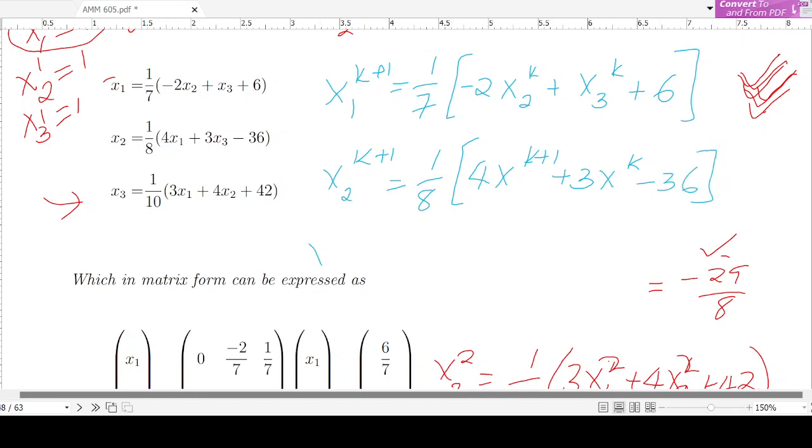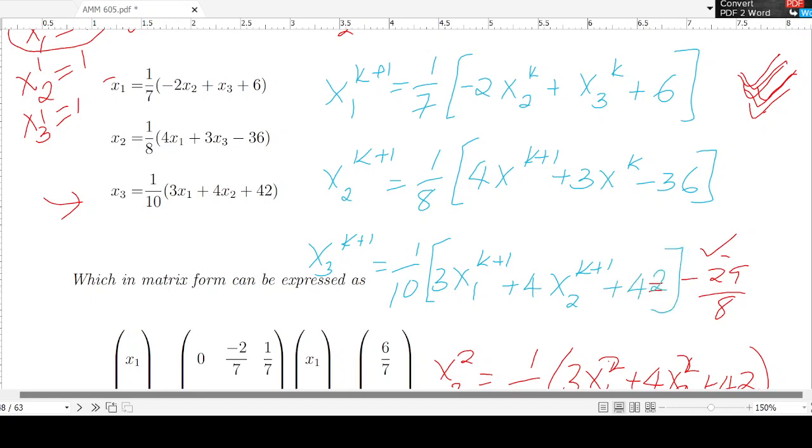When we come to the third equation, we are computing x3 k plus 1, which will be equals to 1 over 10. Now x1 we have the updated value from the first equation, so we write 3x1 k plus 1 plus 4. x2 we also have the updated value from the second equation, so we shall use it. x2 k plus 1 and then plus 42.